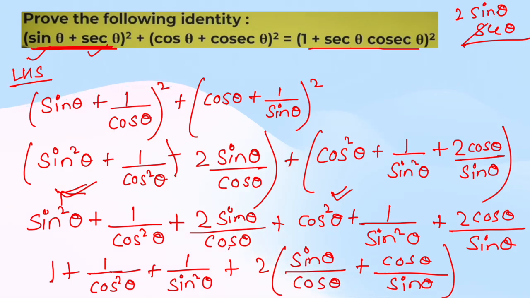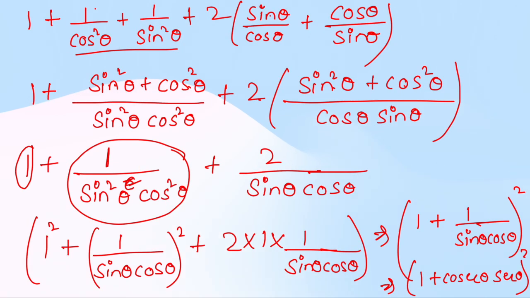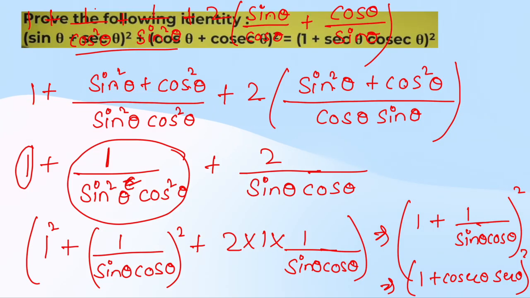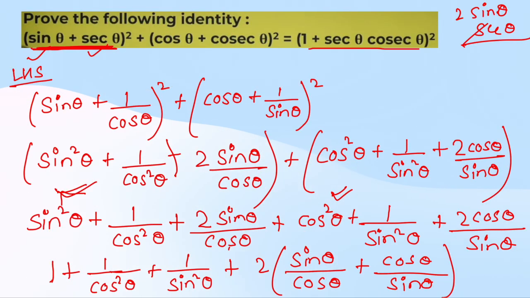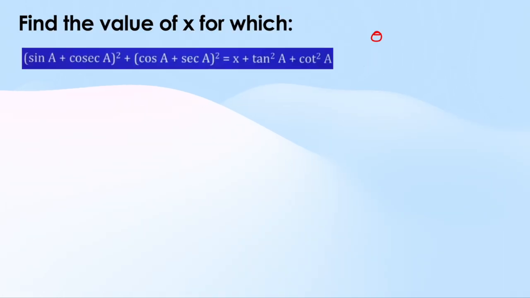See, clear? So it's up to you how you want to solve it, but the problem initially was we don't know what to do when cosec and sec come, right? That's why I converted it into the sine and cos format, and I just solved the question. Hope it is clear.